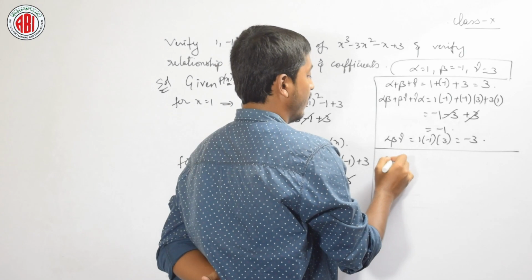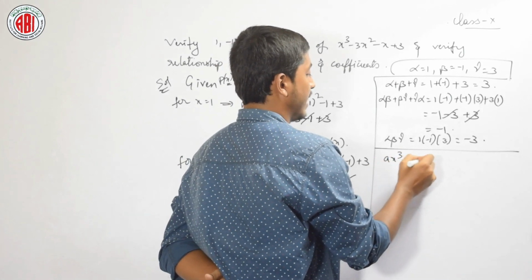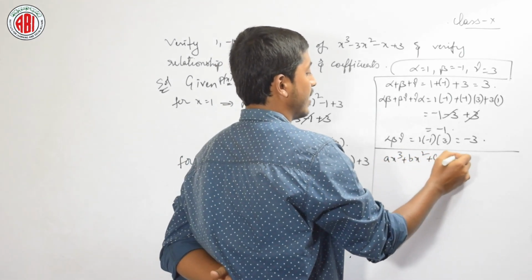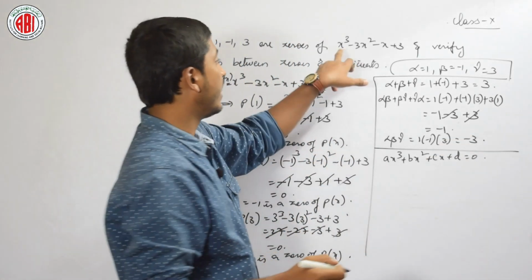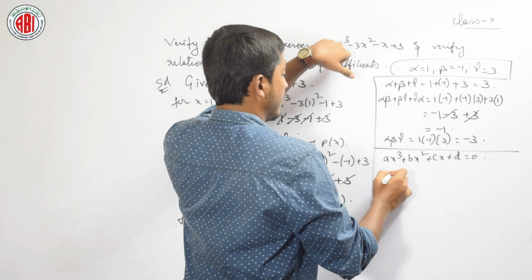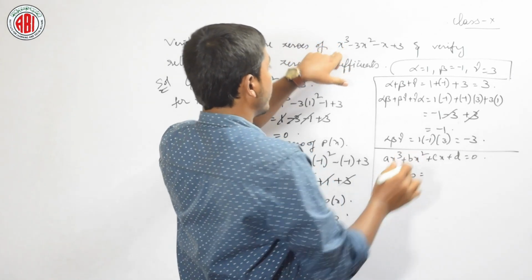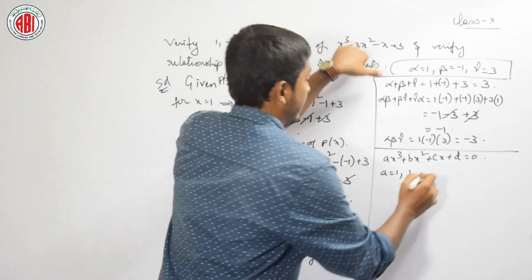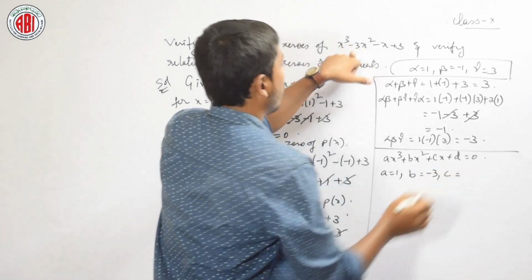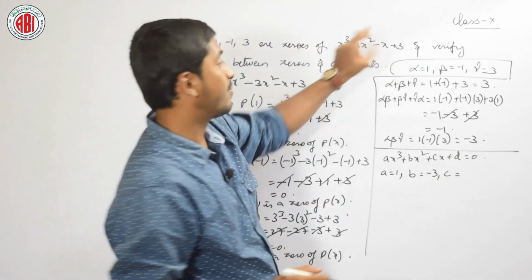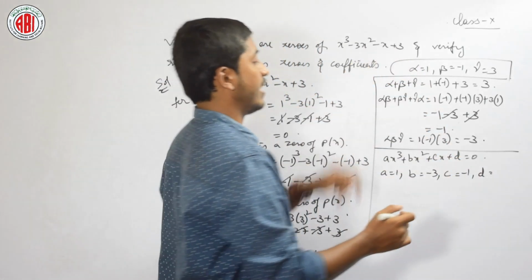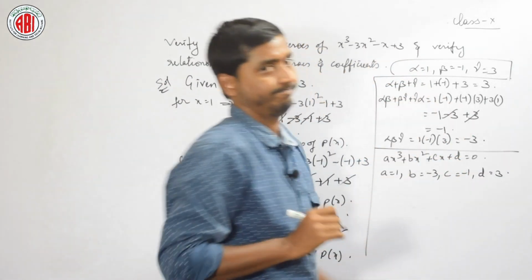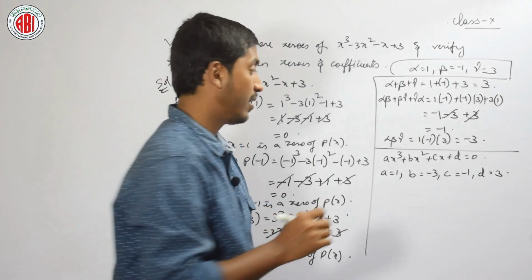It is in the form of ax cube plus bx square plus cx plus d is equal to 0. What is the value of a here? A is 1. What is the coefficient of x square? Minus 3, which is b. What is the coefficient of x? That is minus 1. What is the constant here? It is nothing but 3. Is it right?